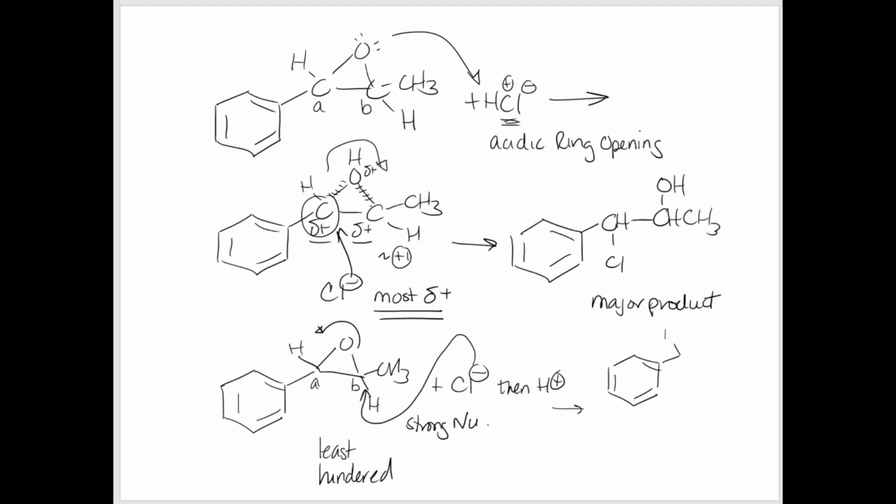So we would then end up with the O minus on this carbon, and the Cl adding to the least hindered carbon. And then, of course, we would add our H plus step so that the alkoxide would react with the acid so that we would form the product. Let me just clean that up.